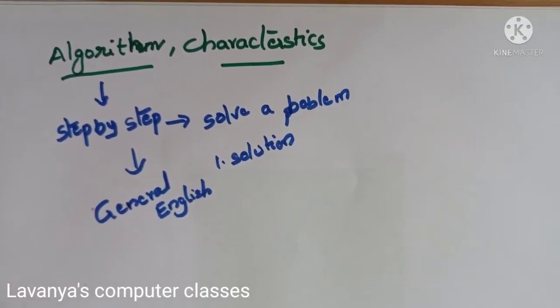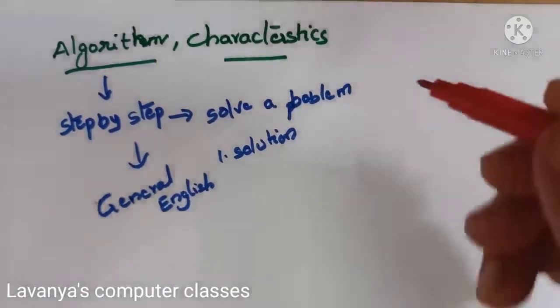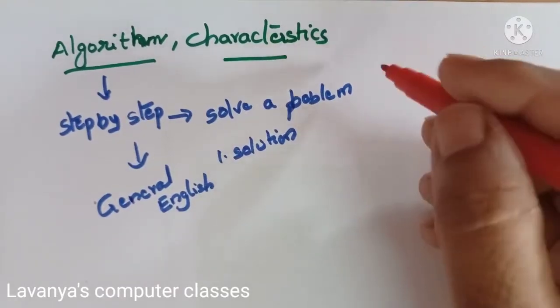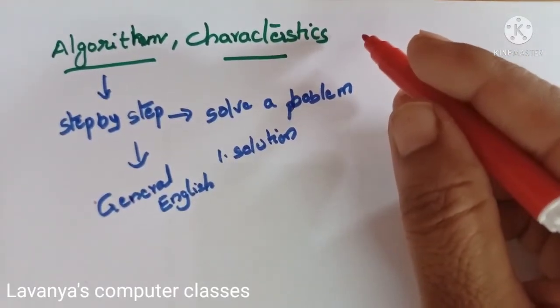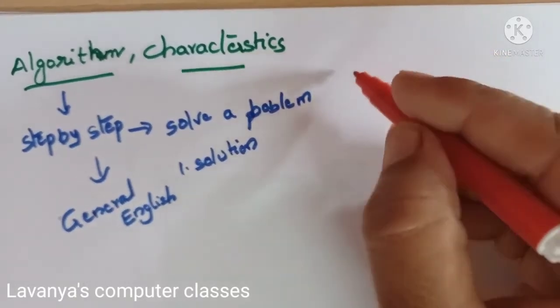So what is an algorithm? An algorithm is a step-by-step procedure to solve a problem, but all the statements are using only simple general English statements, that is called an algorithm. So what are the characteristics of an algorithm?